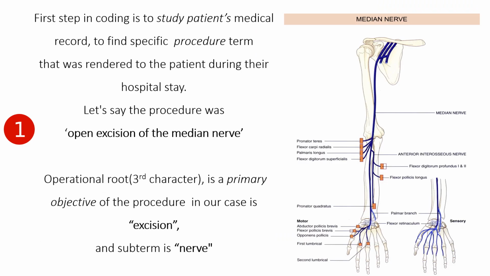Before selecting any codes, the medical coder would normally study the patient's medical record to find the specific procedure term that was rendered to the patient during their hospital stay. In our case, let's say the procedure was an open excision of the median nerve. The root operation is the third character and is the primary objective of the procedure. So in our case, it's going to be excision, and the subterm is nerve.